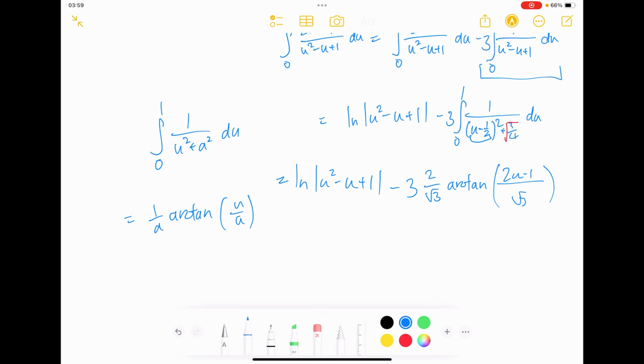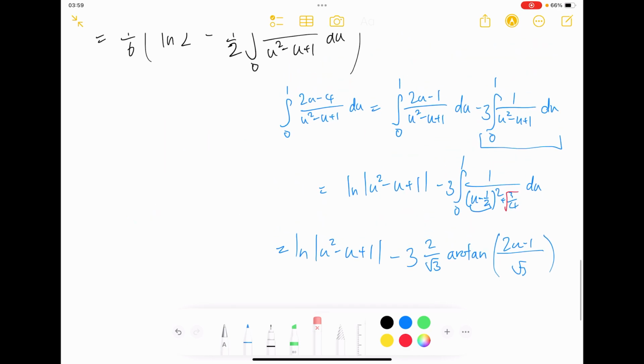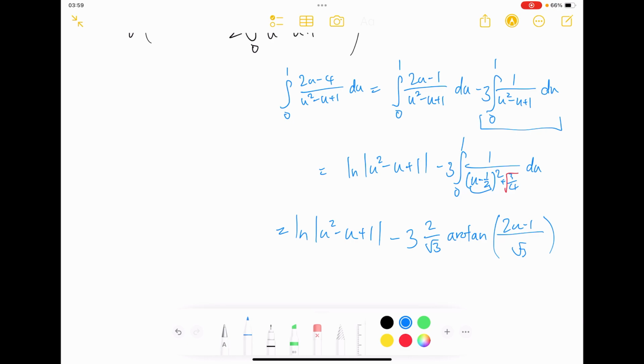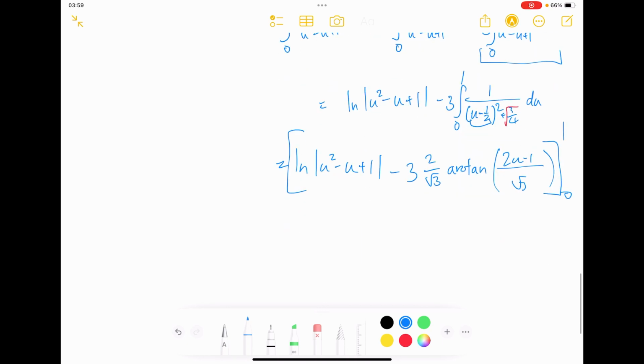And so that is the integral. I hope it wasn't too sporadic. Anyways, the bounds are from 0 to 1. If you evaluate the 1 bound, let's see.